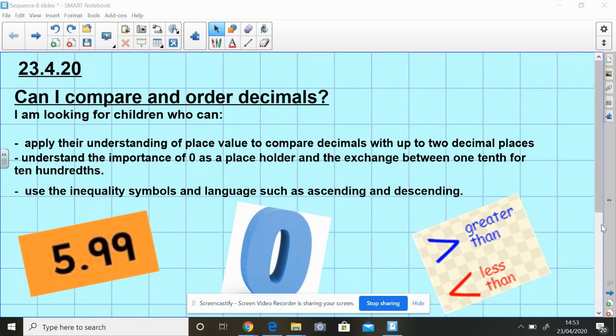Okay, so can I compare and order decimals? We're going to be using greater than, less than symbols. We're going to use language such as ascending, descending, all throughout this video.